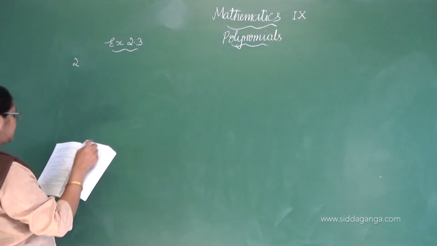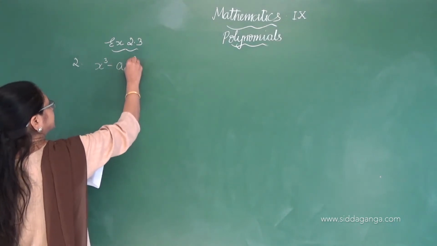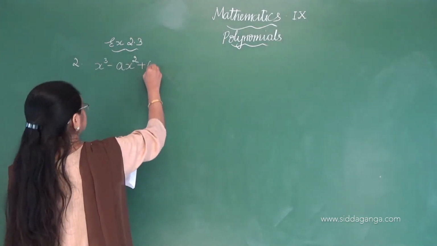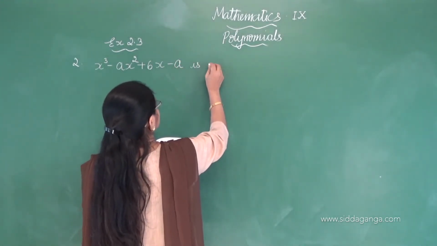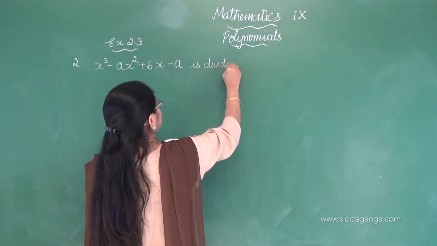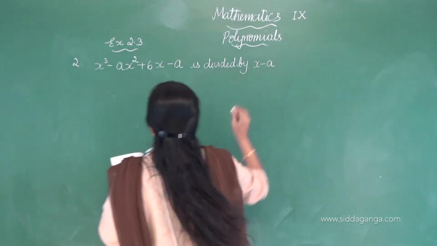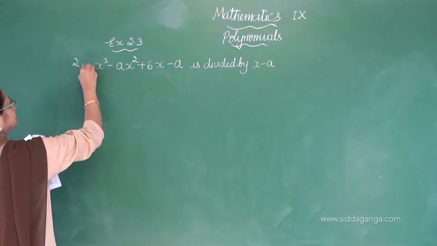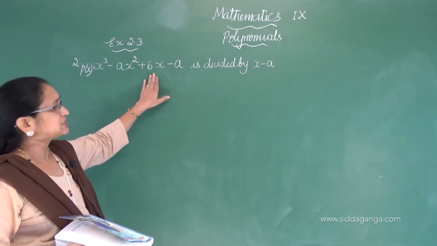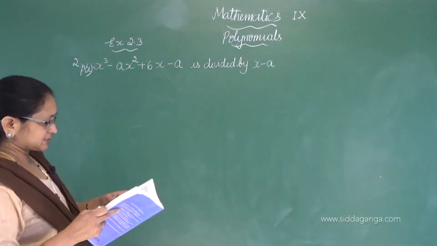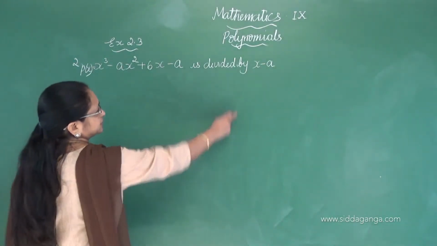Second main, find the remainder when x cube minus ax square plus 6x minus a is divided by x minus a. So here if you take p of x, p of x is equal to x cube minus ax square plus 6x minus a, divided by x minus a. You have to find the remainder again. So here again the same steps.